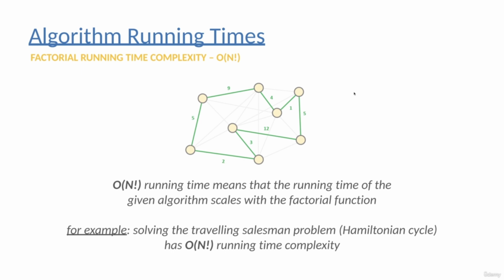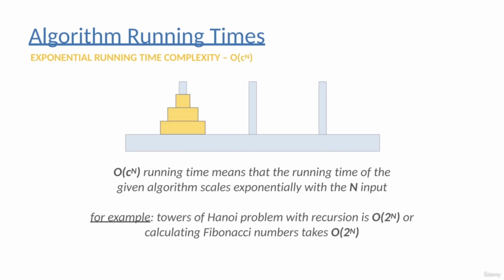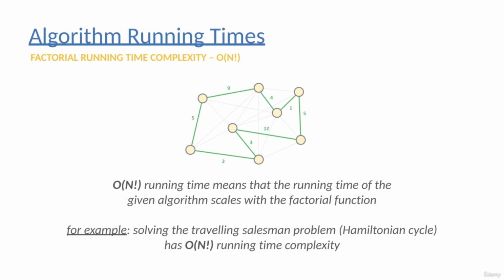So you may pose the question: how do we deal with factorial running time complexity and exponential running time complexity related problems? And the solution is that we have to use some kind of heuristics or meta-heuristics. For example, we can solve this traveling salesman problem quite fast with the help of genetic algorithms or simulated annealing.